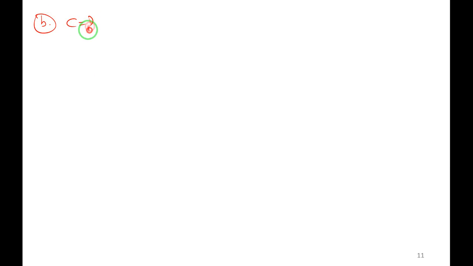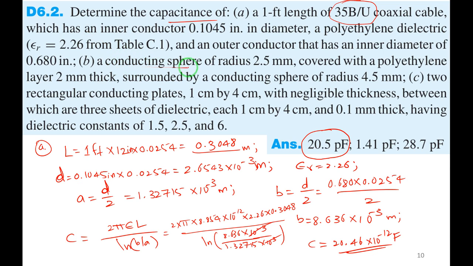Determine the capacitance, same thing. In part B, a conducting sphere of radius 2.5 mm covered with polyethylene dielectric layer of 2 mm thick, surrounded by a conducting sphere of radius 4.5, means this is radius of inner sphere, that is A. A is 2.5 mm. 2.5 mm means milli, 10 power minus 3 meters. Then B, radius is 4.5 millimeters. Milli means 10 power minus 3 meters, right?